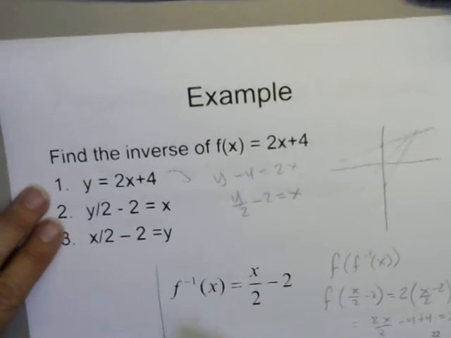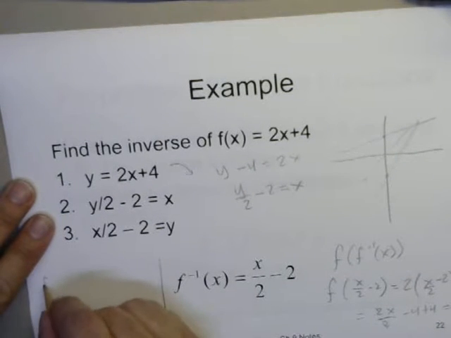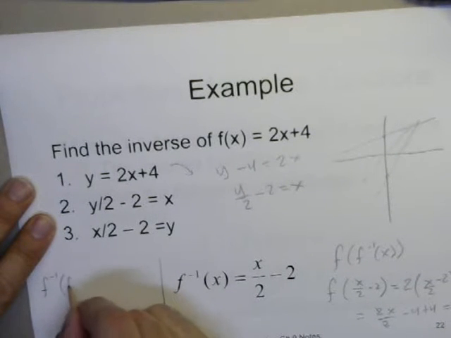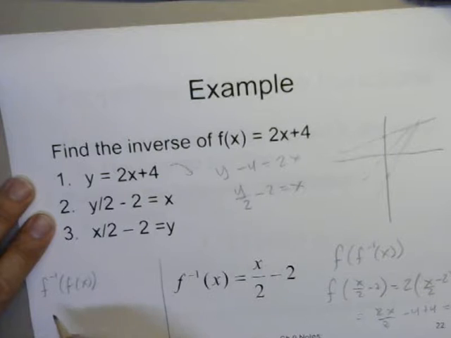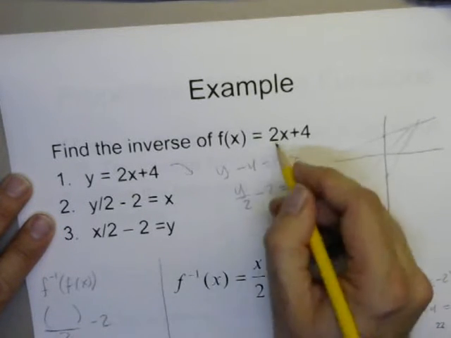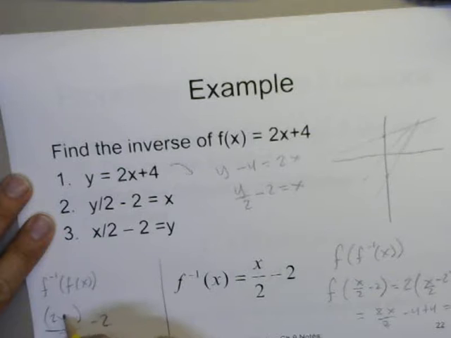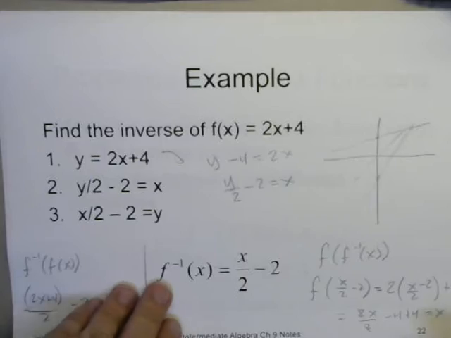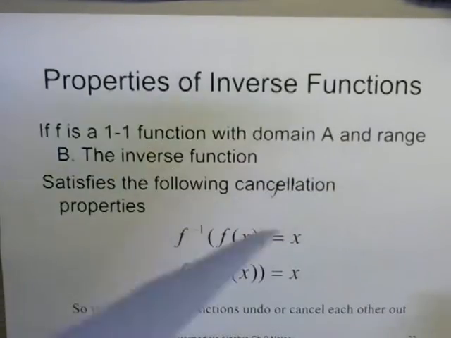And then technically, you should really check the composition in reverse order. So if you do f inverse of f of x, in that case, you want to take this equation here, the x over 2 minus 2, and replace the x with 2x plus 4. So just reducing here, you'll get x plus 2 minus 2. If you add the 2's together, you do get x. So that does verify that those two are actually inverses of each other.